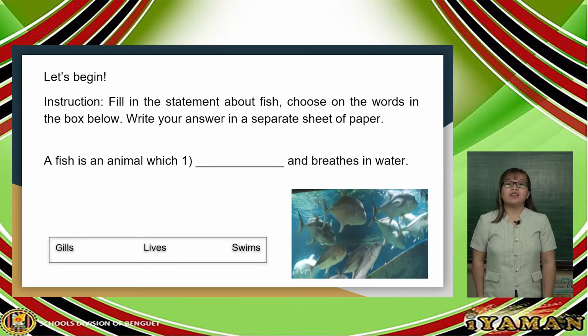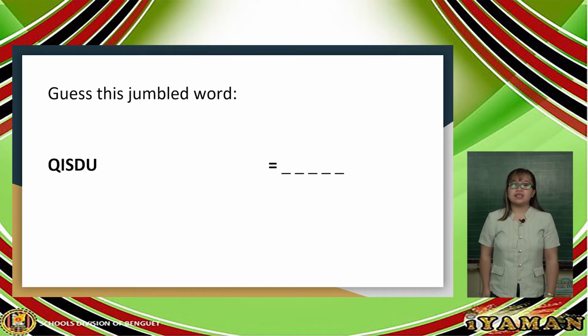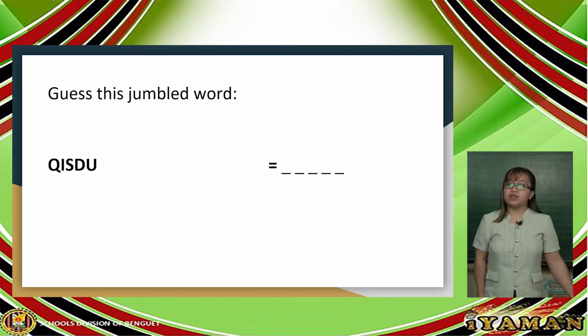Let's begin. Fill in the statement about fish. Choose from the words in the box below. Write your answer on a separate sheet of paper. A fish is an animal which blank and breathes in water. Your answer is correct. This is an animal which lives and breathes in water. Nice, you're doing great. Another, guess this jumbled word. What do you think is this word that best describes fish? You're correct. The correct word is squid.